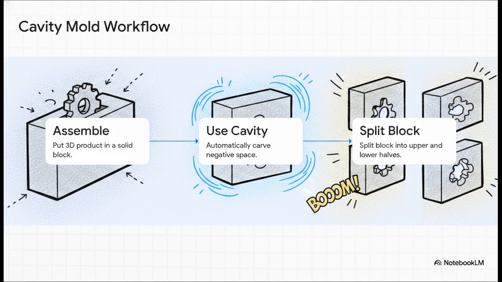The source material outlines this truly brilliant shortcut. Step 1. Assemble your finished 3D product totally inside a solid digital block. Step 2. Use the cavity feature to automatically carve out the negative space inside that block. Step 3. Simply split the block into upper and lower halves. Boom! You've got a perfect two-part manufacturing mold ready to go.